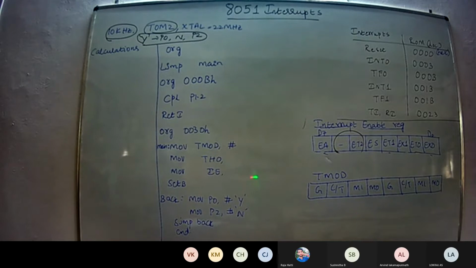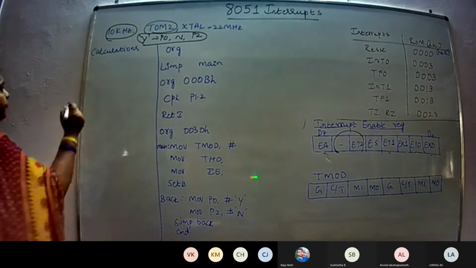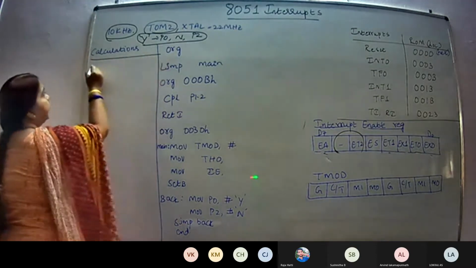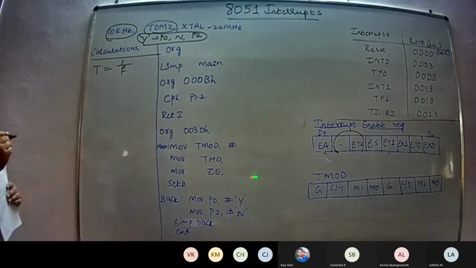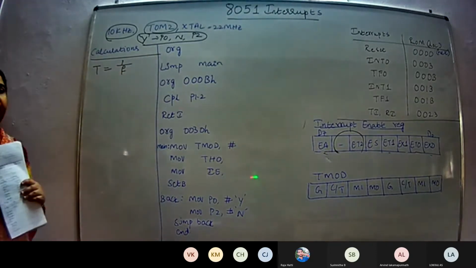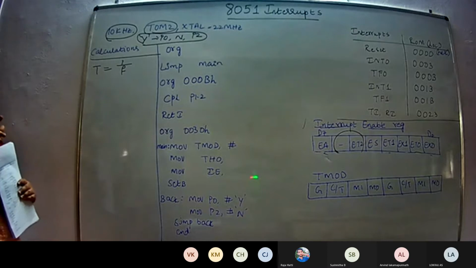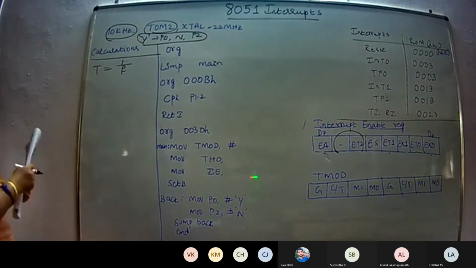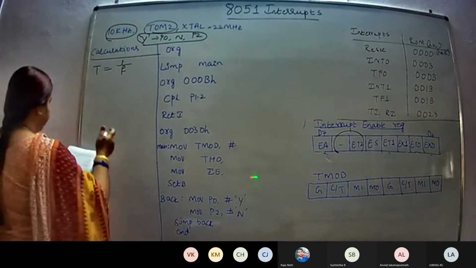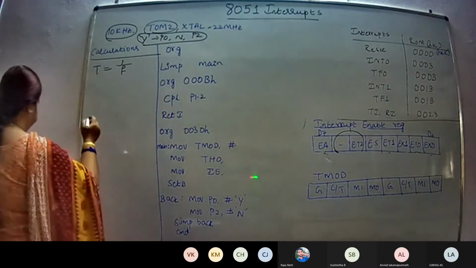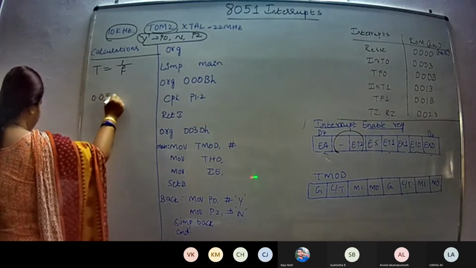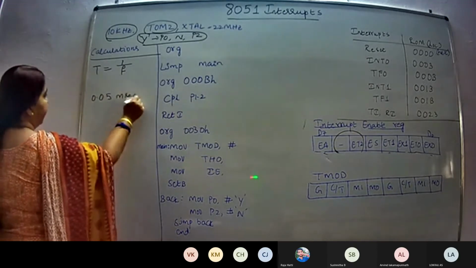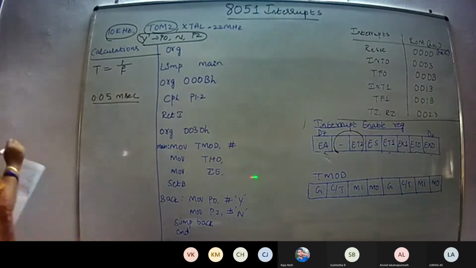So for generating the square wave, we will go with the interrupts. Since it is 10 kilohertz, they have given the frequency. Whenever they give the frequency, you have to calculate the time period. Time period is nothing but 1 by f. You will get the complete time, that is both pulses, divided by 2. So the pulse width is 0.05 milliseconds after dividing it by 2. Okay, this is the pulse width.